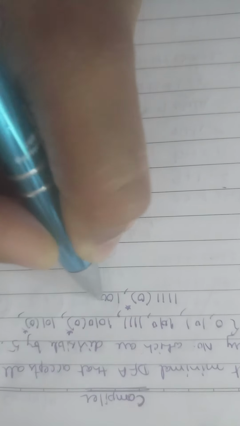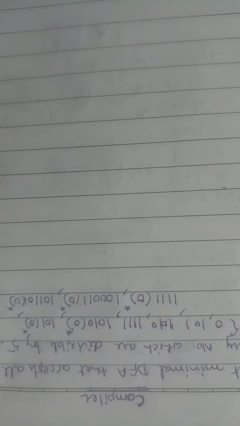1111 0 star, 10001 10 star, 1 0 1 1 0 1 0 star. So how can we construct a minimal DFA for that? Let's see. Start with the initial state. Here I am going to take S0 instead of Q0, and S0, S1, S2, so it will be easy to understand.